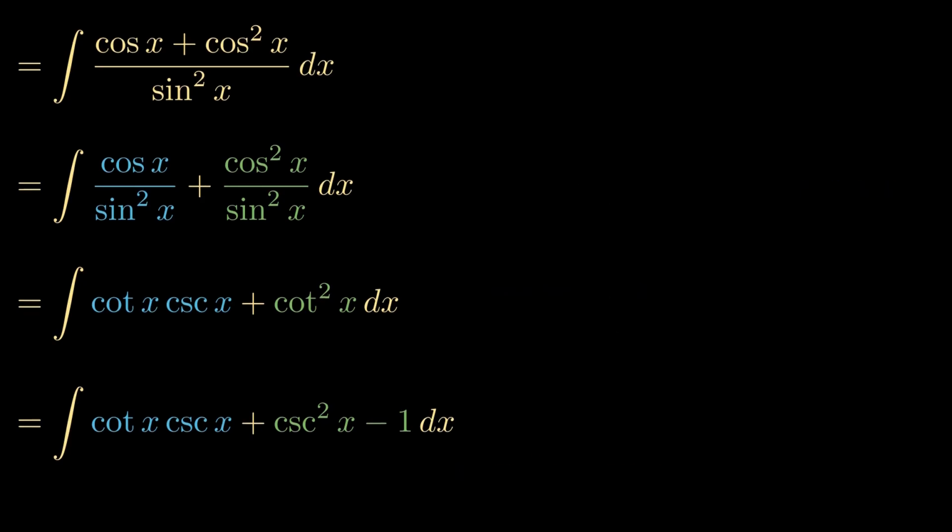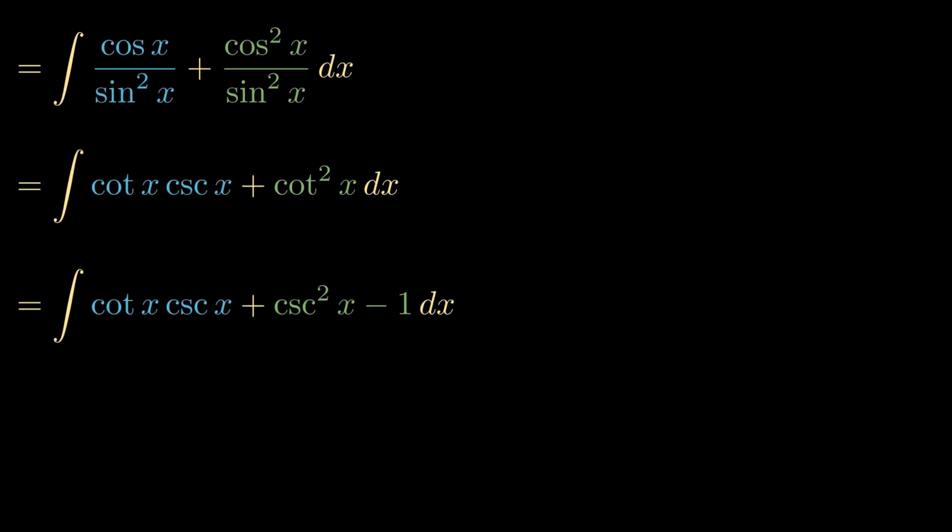So the derivative of cosecant of x is negative cotangent of x cosecant of x. So this means the integral of cotangent of x cosecant of x is negative cosecant of x. And since the derivative of cotangent of x is negative cosecant squared of x, as mentioned earlier, the integral of cosecant squared of x is simply negative cotangent of x. And the integral of negative 1 is negative x.